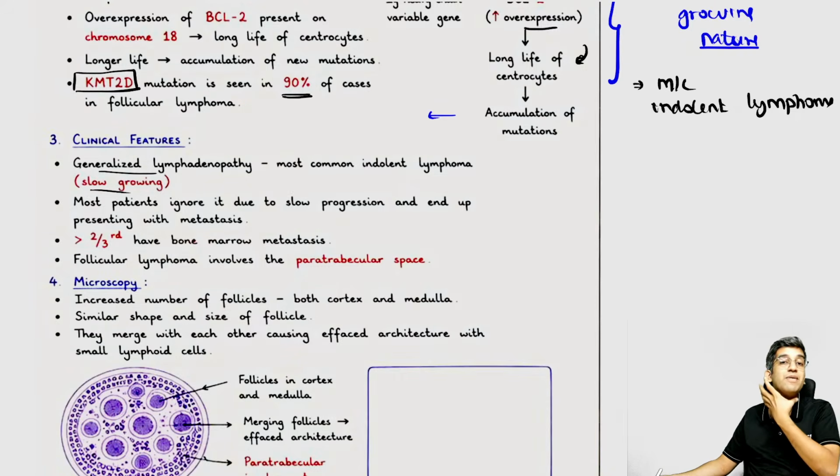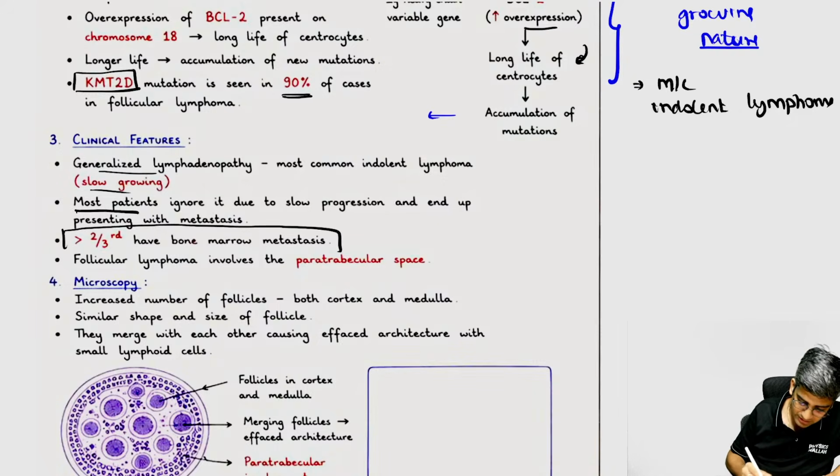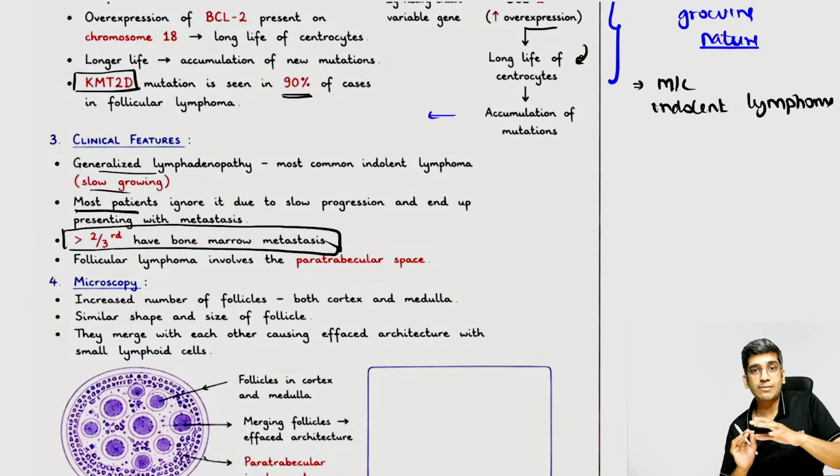So it grows big and it can spread to the bone marrow, can come to the peripheral smear. Because of the slow growing nature, most patients ignore them, and more than 2/3 present with bone marrow metastasis. That's a very, very classical finding. We have not read about bone marrow metastasis in mantle. It's a bit more aggressive than this. Again, we don't read them often. Only in blastoid it will happen. But here, 2/3 of the patients present with bone marrow metastasis and can present with anemia.